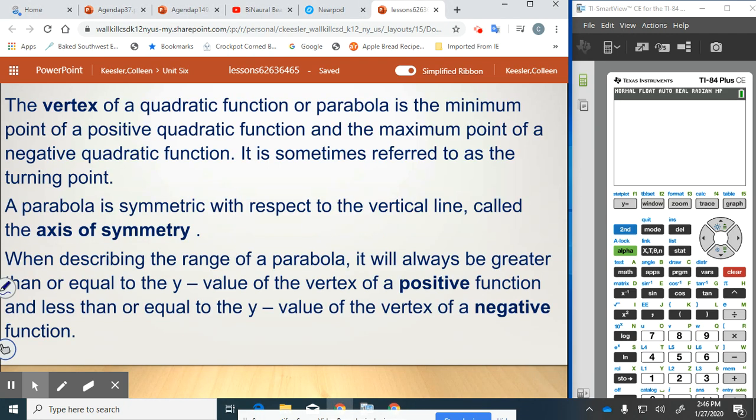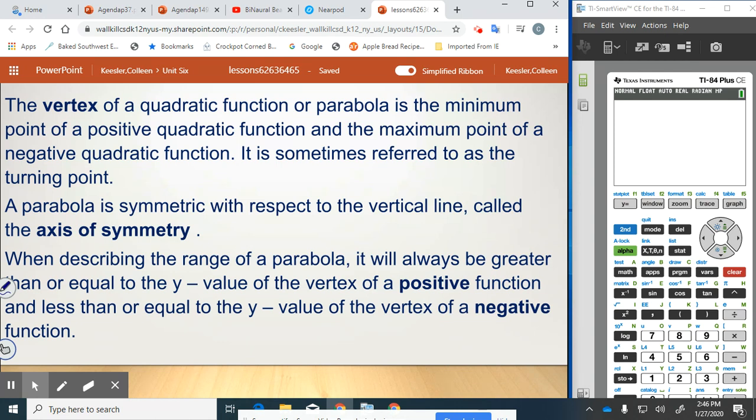So the vertex of a quadratic function, or parabola, is the minimum point of a positive quadratic function and the maximum point of a negative quadratic function. It is sometimes referred to as the turning point. A parabola is symmetric with respect to the vertical line called the axis of symmetry. When describing the range of a parabola, it will always be greater than or equal to the y value of the vertex of a positive function and less than or equal to the y value of the vertex of a negative function.